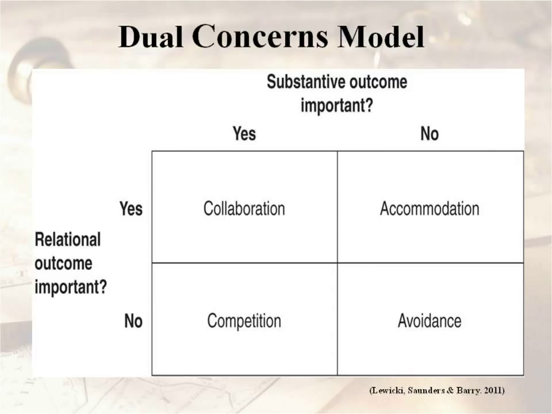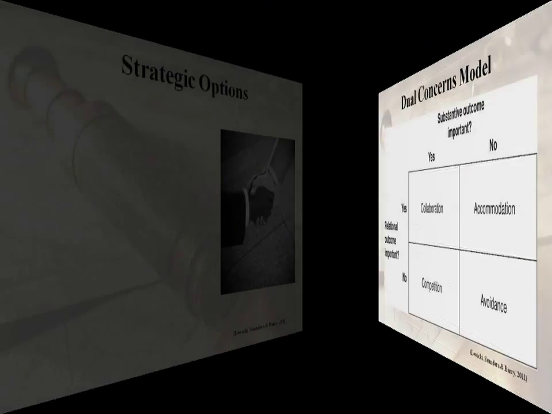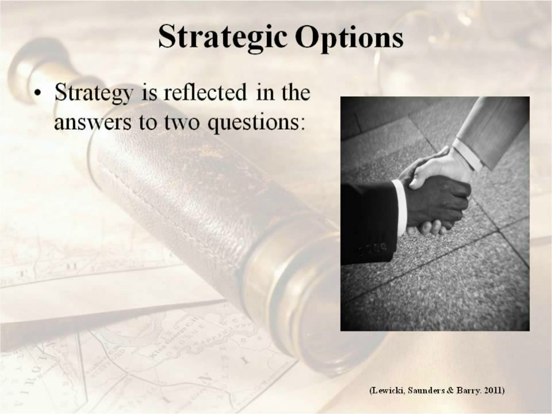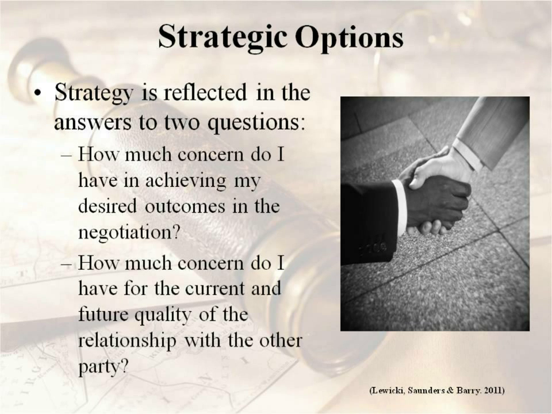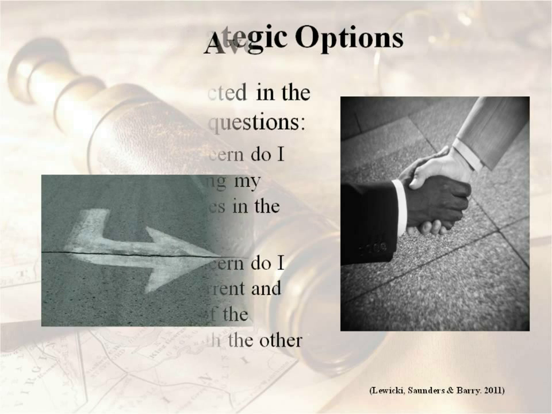And when you're accommodating, I let you win and enhance the relationship because maybe the goal for me is to enhance the relationship more than it is to achieve resource or financial gain out of the negotiation. That's entirely a legitimate strategy. Strategic options are reflected in the answers to two questions. How much concern do I have in achieving my desired outcomes in this negotiation? And how much concern do I have for the current and future quality of the relationship with the other party? You have to reconcile those two and figure out where outcome and relationship fit in terms of the overall plan.